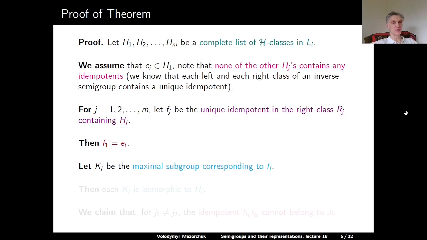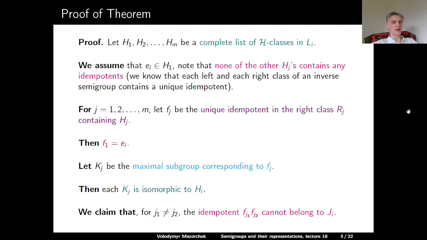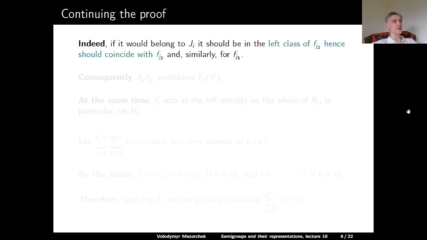Let Kj be the maximal subgroup which corresponds to this Fj, and then of course each Kj is isomorphic to Hi. So all maximal subgroups within the same two-sided class are isomorphic. We claim that if j1 is different from j2, then the product Fj1 times Fj2 cannot belong to Ji. Indeed, if it would belong to Ji, it must be in the left class of Fj2 because that's on the right, and hence it should coincide with Fj2 because Fj2 is the only idempotent in its left class.